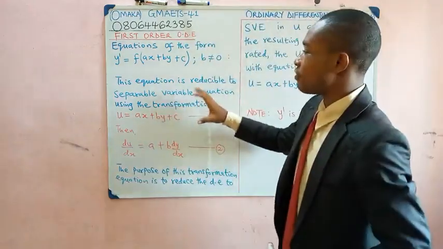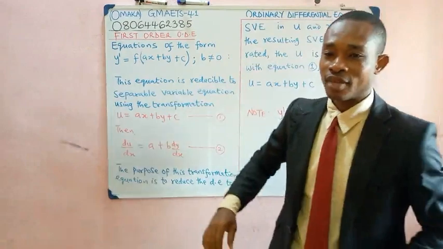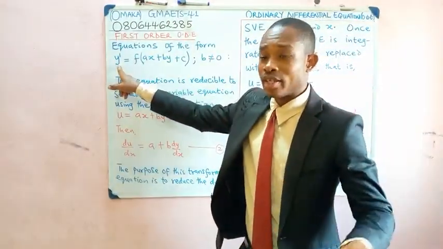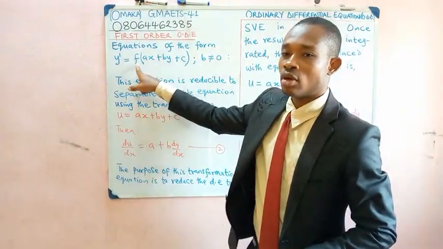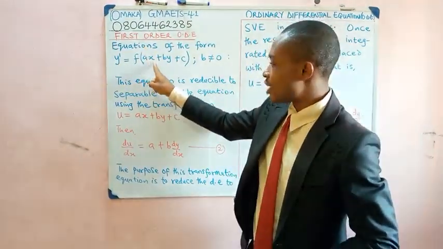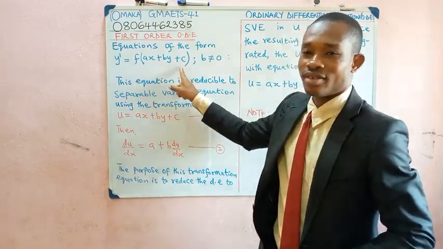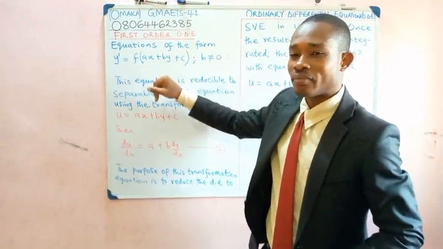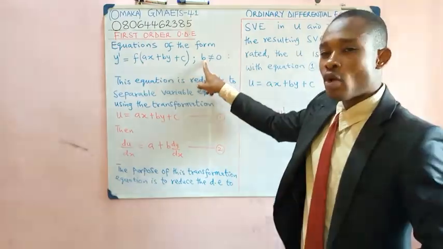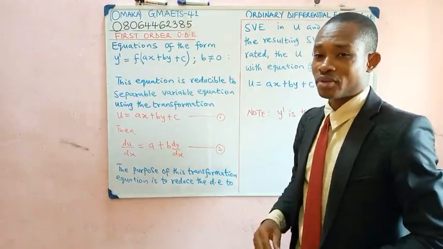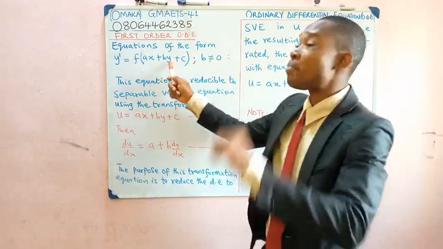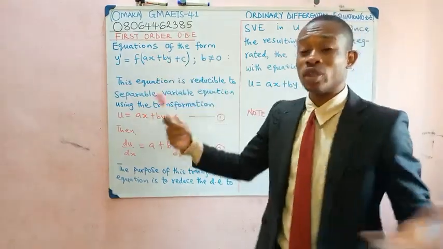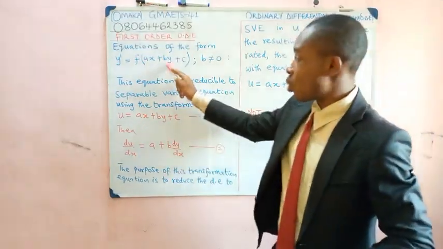On the board here, we have this short note as a guide. This equation is of the form y prime, which is the same as dy dx, equal to a function of ax plus by plus c. So this is the form in which the differential equation takes. The constant coefficient b should not be 0, which means that this y term must be in that equation. If b is 0, this by term will not be there, but it's not allowed. The y term must be there.